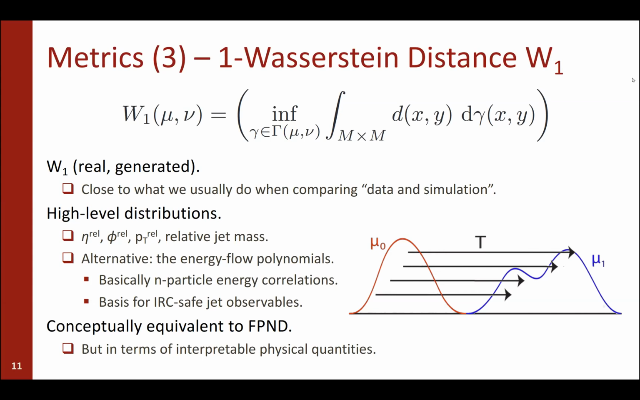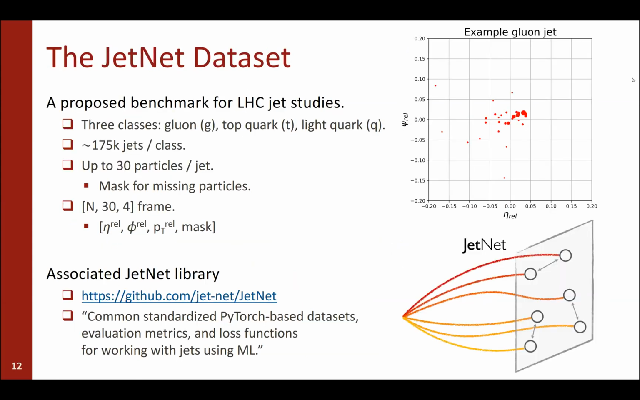So let's go to slide number 12, please. Let me briefly speak about the data set. We are using the JetNet data set that we're proposing as a benchmark for LHC studies. We have three classes: gluon, top and light quark, and more or less 150,000 jets per class. We have two versions of the data set, one with up to 30 particles per jet and one with up to 150. The study that I'm showing you here is up to 30.